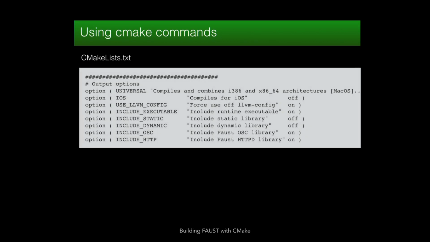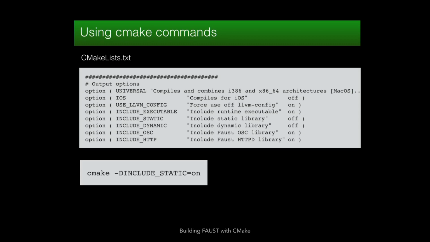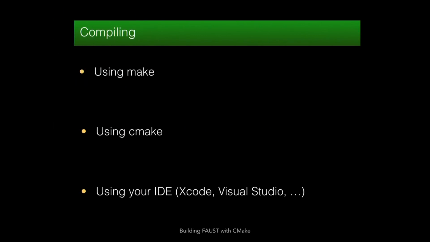Quickly, if you have a look at these CMake files, close to the top of the file you should find the various options that you can use to control your build system using CMake. For example, you can call CMake with include static equal 1 to include the static library. This is an example, if you want to use CMake directly.